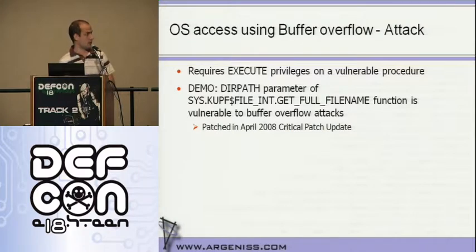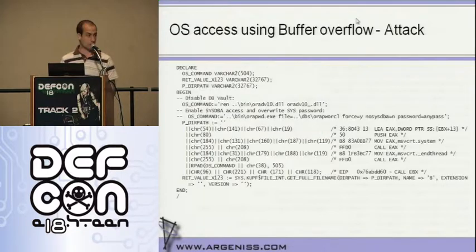Well, let's see now an example of how we can get operating system access and disable Database Vault with a buffer overflow attack. This buffer overflow is in a stored procedure, so we need execute permissions on a vulnerable stored procedure. Well, this is the exploit. I won't go into much detail. The vulnerable parameter is the dir path parameter.